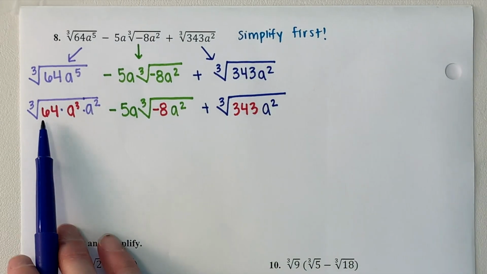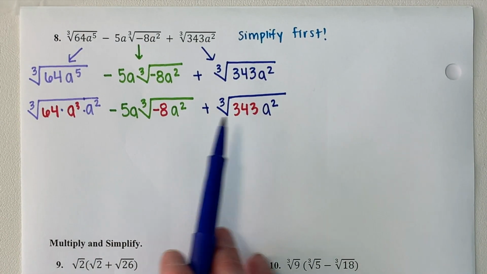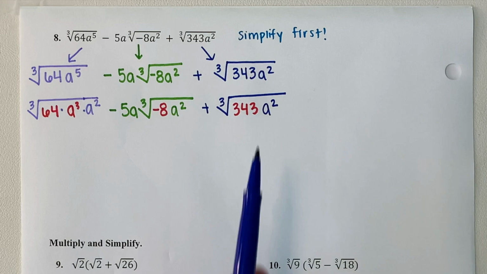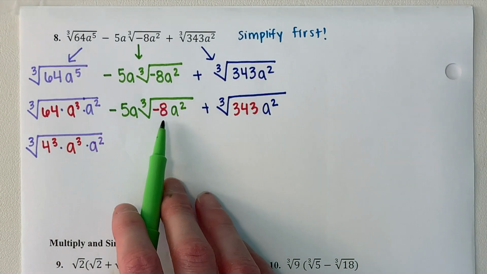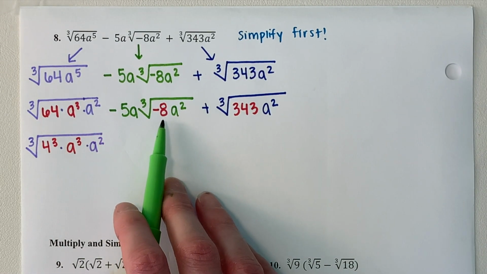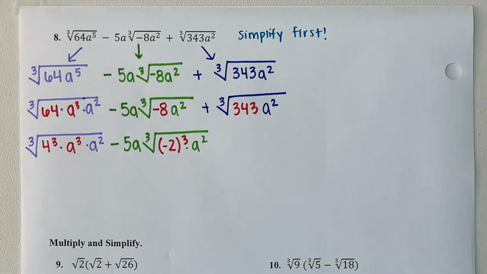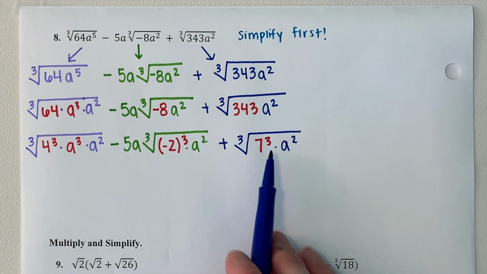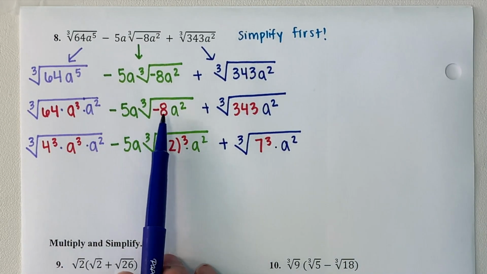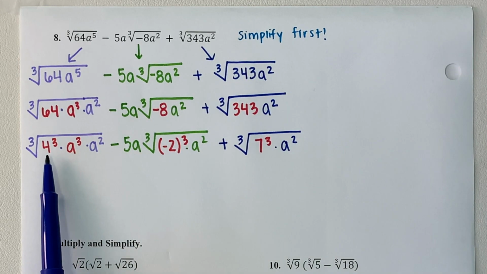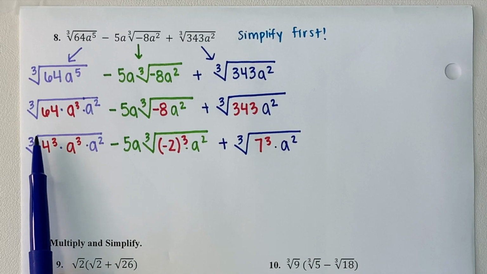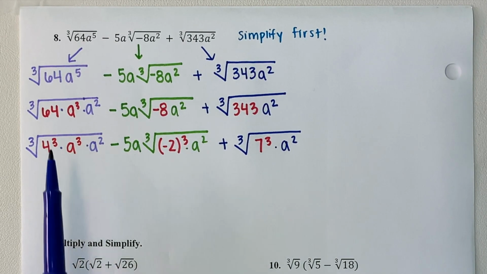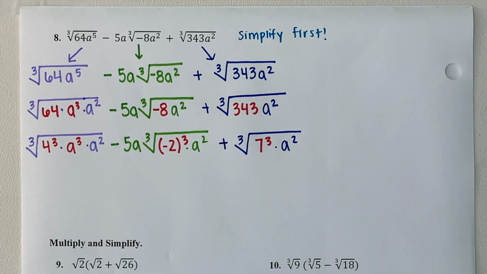Now that we've identified all of our perfect cubes in red, we want to write each of those perfect cubes as some quantity cubed. 64 can be written as 4 cubed. Negative 8 can be written as negative 2 cubed. And 343 can be written as 7 cubed. Now that we've identified all of our largest perfect cubes and we've written them all as some quantity cubed, now, since these are cubed roots, anything underneath the radical that has a 3 for an exponent can be pulled out of the radical.